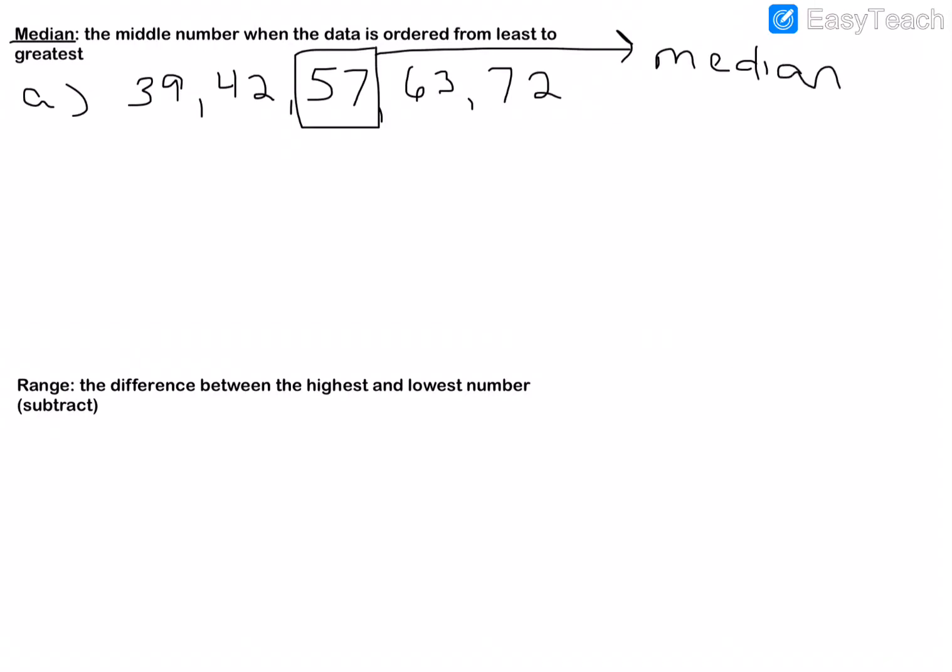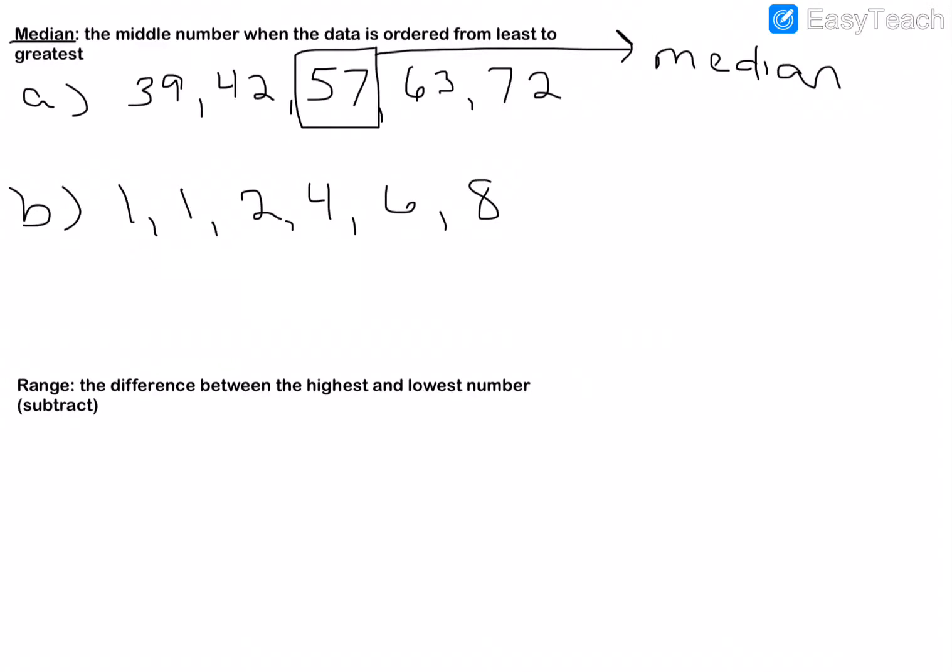Okay, but what happens when you have a data set that does not have an exact middle? So for example, 1, 1, 2, 4, 6, and 8. I have 1, 2, 3, 4, 5, 6. I have 6 numbers in this data set.